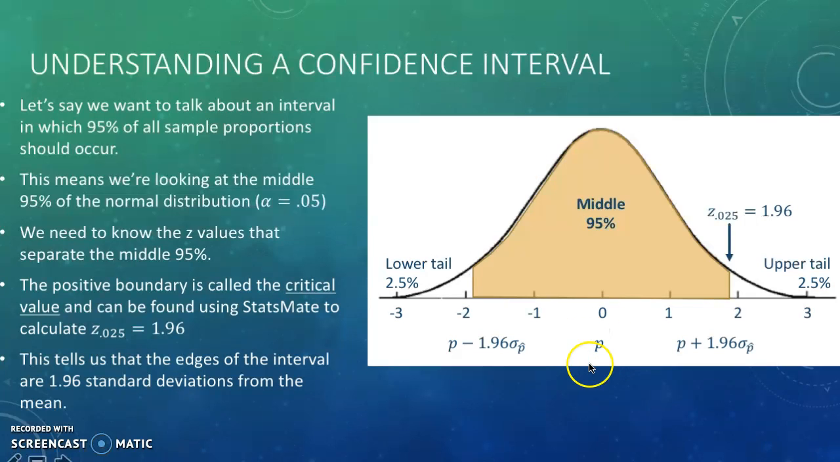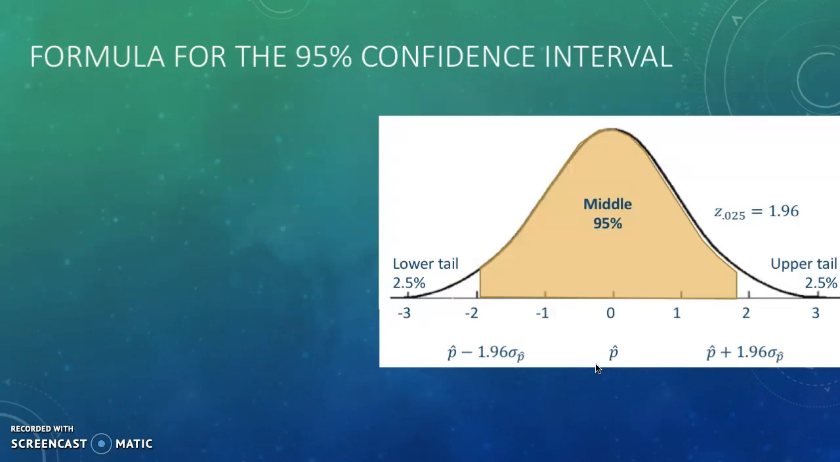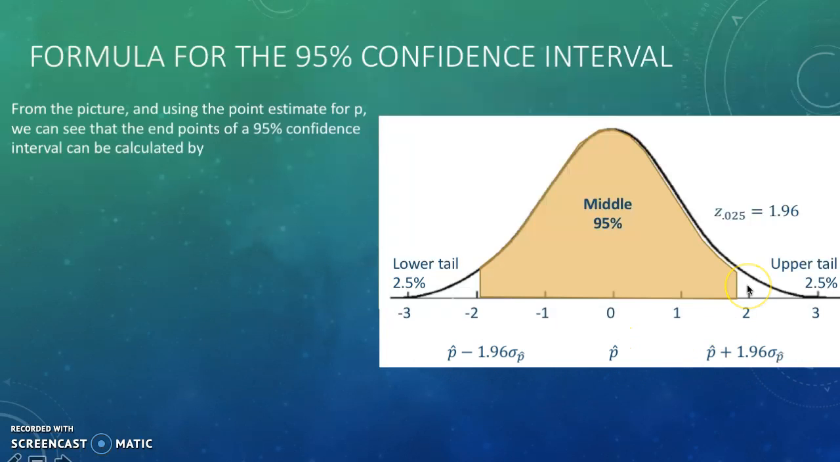I don't know what p is, so what we're going to do is estimate it using p hat from a sample that I actually collected. So forgive my picture, it got a little skewed here. I'm using p hat to estimate p. All I did was replace p's with p hats.